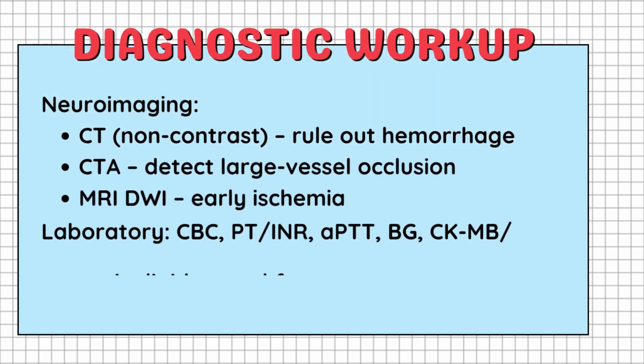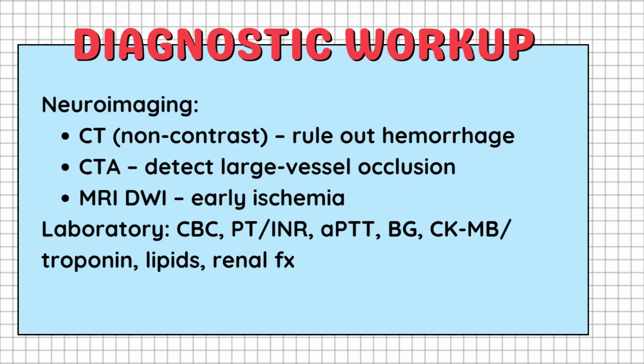Once the patient arrives at the hospital, a rapid and focused diagnostic workup is essential to confirm the stroke type and initiate treatment. The first priority is neuroimaging. A non-contrast CT scan of the head must be performed immediately to rule out hemorrhage. If ischemic stroke is suspected and the CT is negative for bleeding, proceed with CT angiography to assess for large vessel occlusion, or consider MRI with diffusion-weighted imaging if available, which is highly sensitive for early ischemic changes.